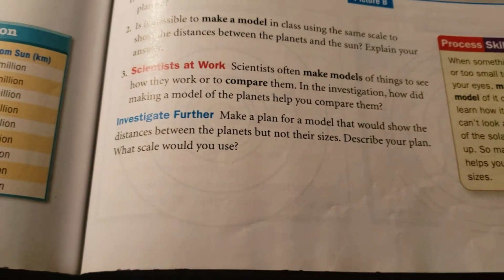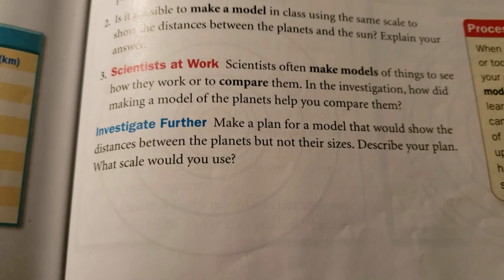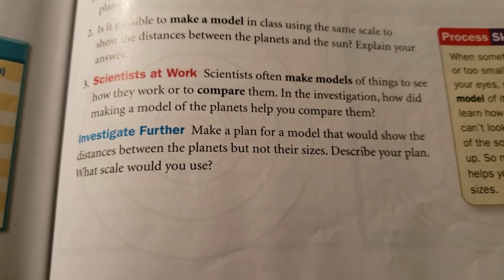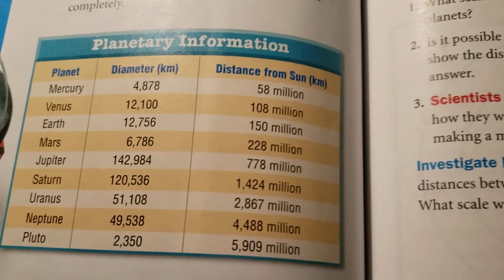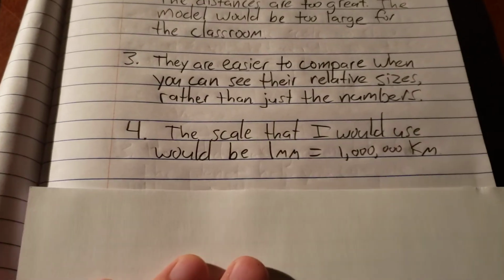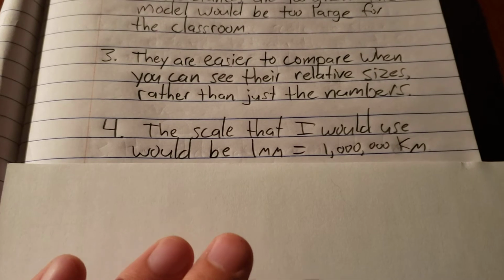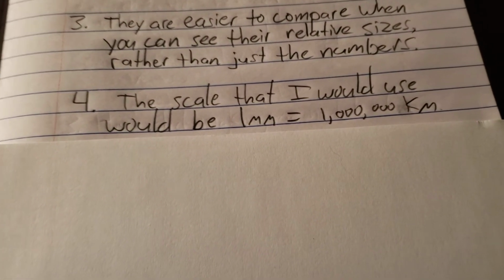Last one: if you were to make a plan for a model that would show the distances between the planets, but not their sizes, describe your plan and what scale you would use. The best idea is to make your unit of measurement an even greater distance. We currently have 1 millimeter equals 1,000 kilometers. You'd want to change this to 1 millimeter equals 1,000,000 kilometers. You're just increasing the distance of your unit of measurement.